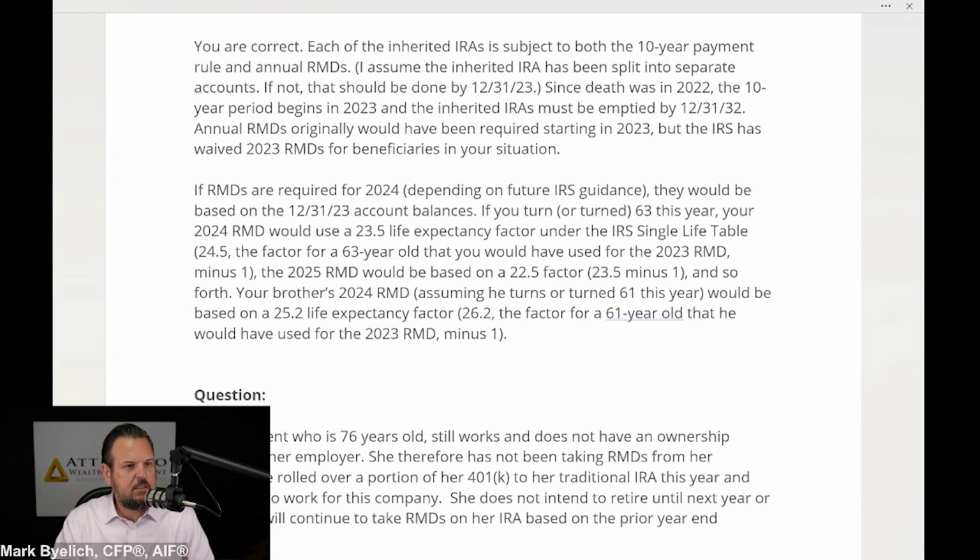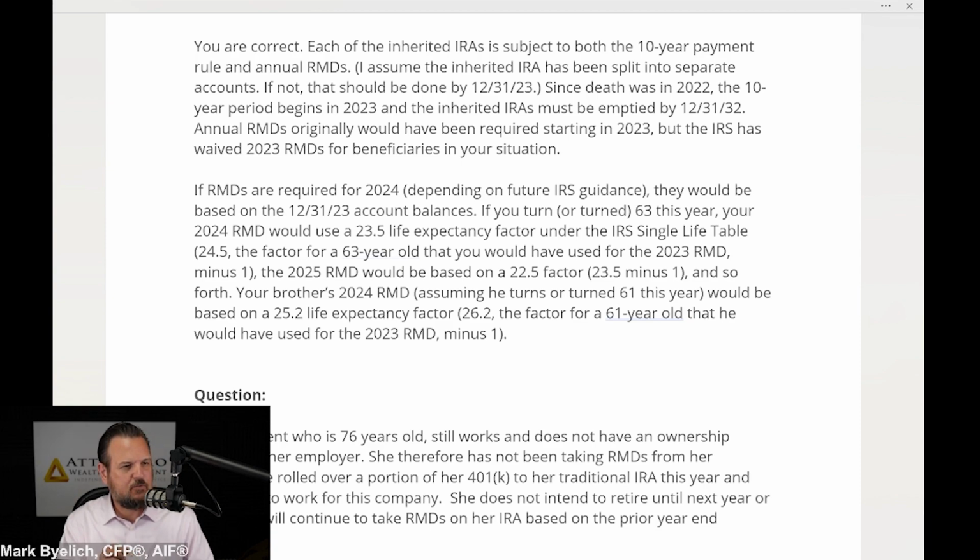And let's go back to this. So you would use a single life table, and that tells you where the factor is. And that's where he's getting that factor from. 24.5 is the factor for a 63-year-old that you would have used for the 2023 RMD, minus 1. Oh, so I'm sorry. So let me go back. If you turn 63 this year, your 2024 RMD would use the 23.5 life expectancy factor under the IRS single lifetime table.